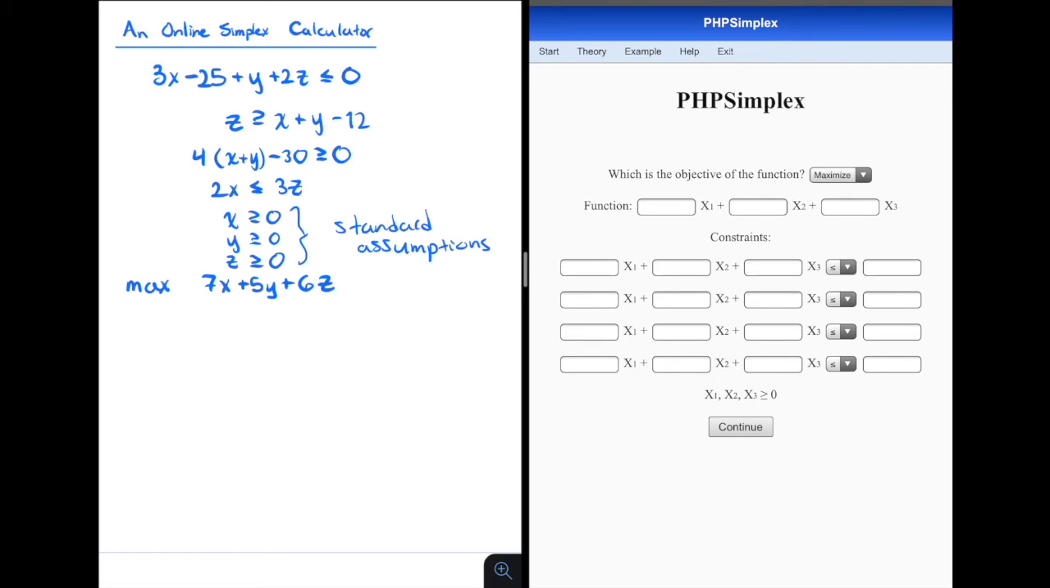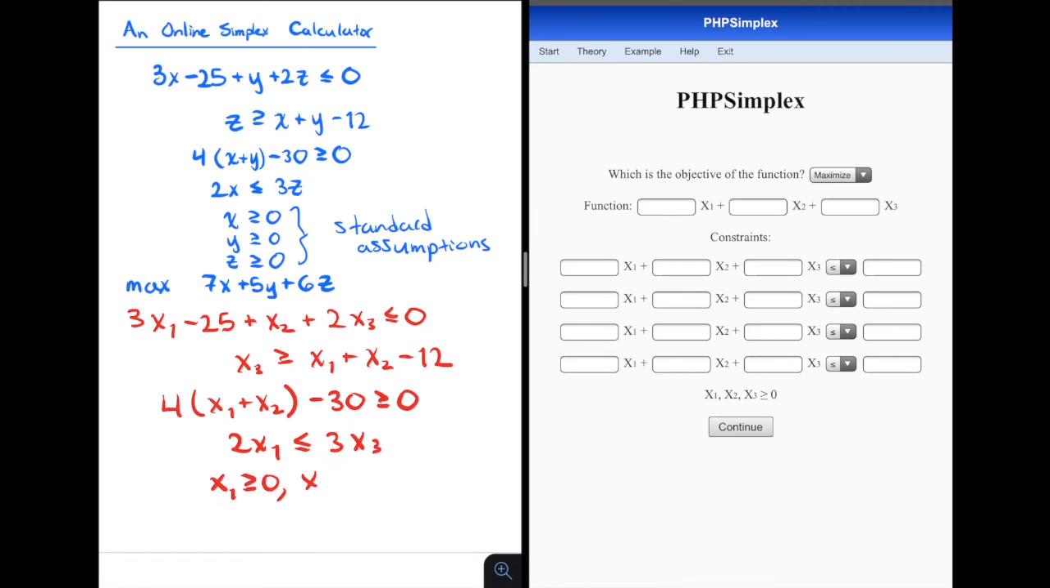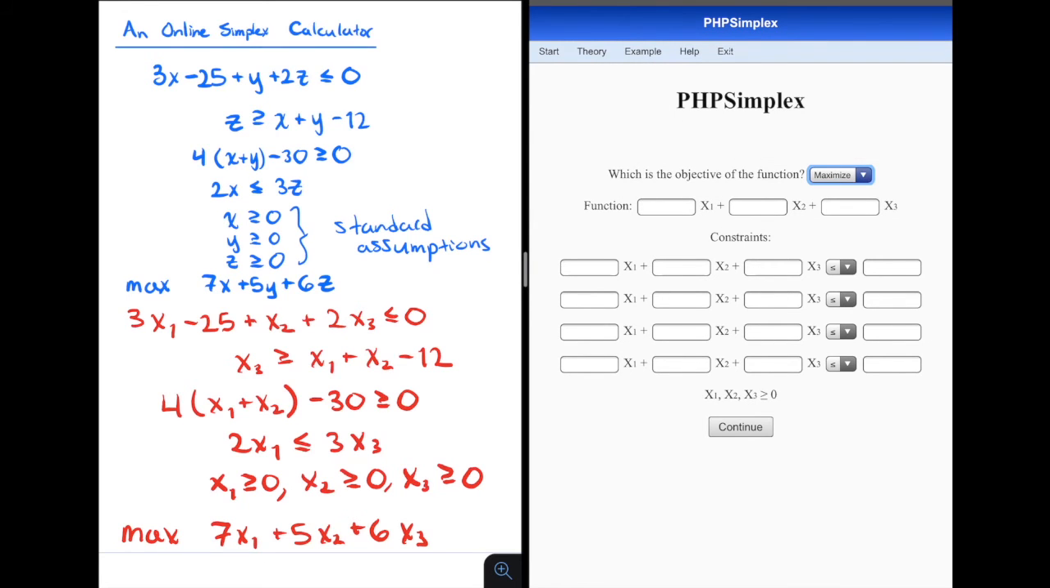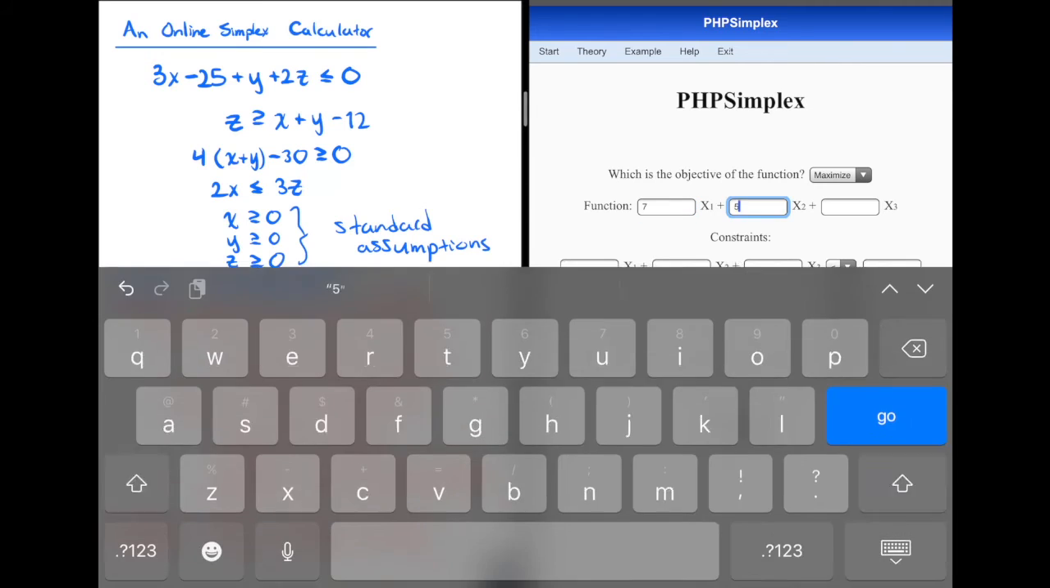As we continue, the first thing we might notice is that our variables are named differently. This website uses x1, x2, and x3 as its standard. I'll go ahead and rewrite our inequalities with this change of variables. At this point, we can enter what our objective function is. Here, maximize is exactly what we want. In our objective function, we can go ahead and enter.